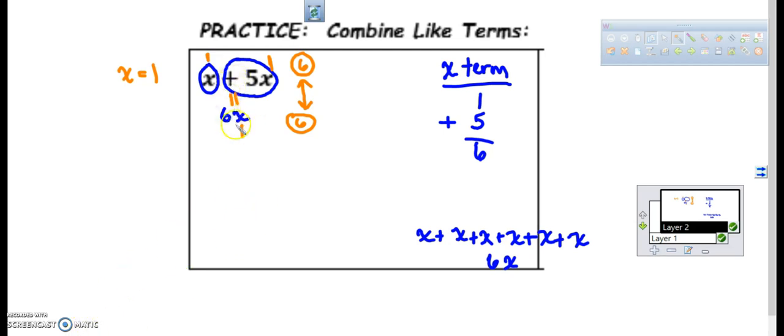So when you're combining like terms and you're done, you can pick a number to plug into both expressions to check to see if you did it right. If you don't get the same value, then you've made an error somewhere in your calculations.